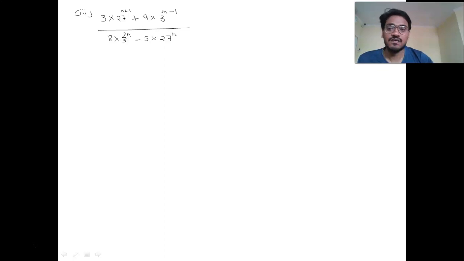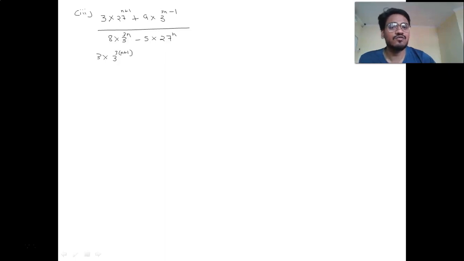See, this 27 is actually 3 cube. You know 3 cube is 27. See, this is 3 cube and this 3 is going to multiply with the whole raised to the power n plus 1. So I am writing directly here 3 into n plus 1.